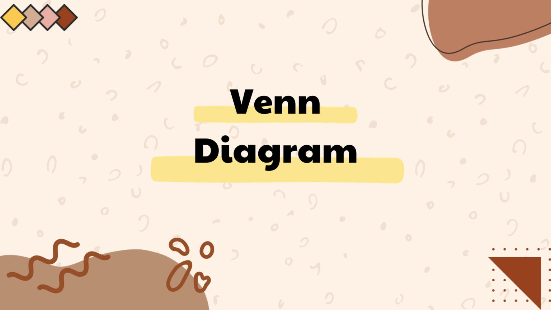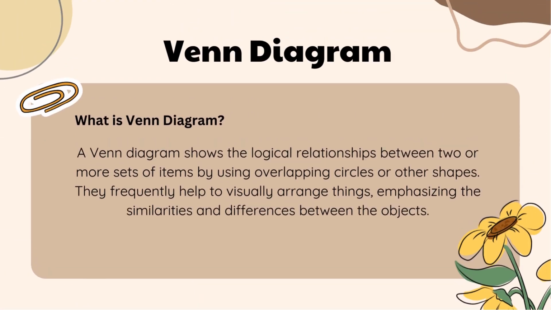Next, the introduction to Venn diagram. A Venn diagram shows the logical relationships between two or more sets of items by using overlapping circles or other shapes. We can apply the elements and key concepts from set theory in a Venn diagram, like the union, intersect, and others. Venn diagrams can be drawn physically using circles or other shapes to represent sets and their overlaps, visually showcasing relationships between different elements or groups. They frequently help to visually arrange things, emphasizing the similarities and the differences between the objects.